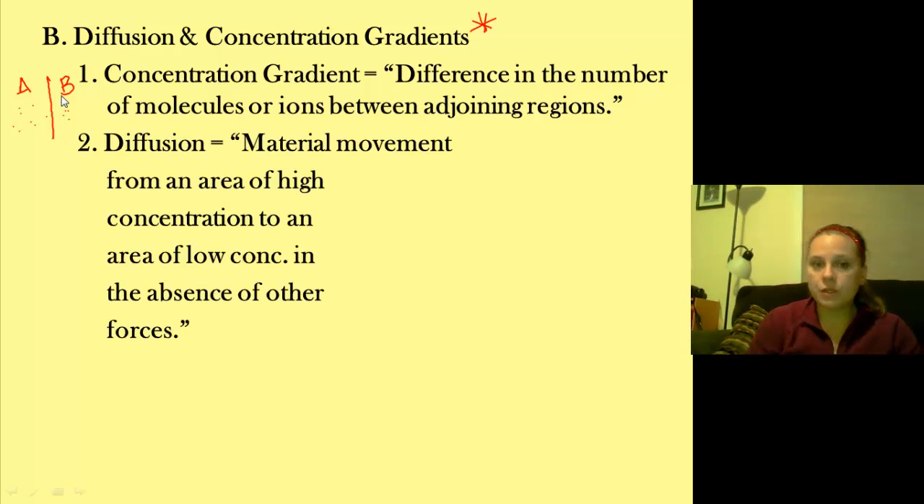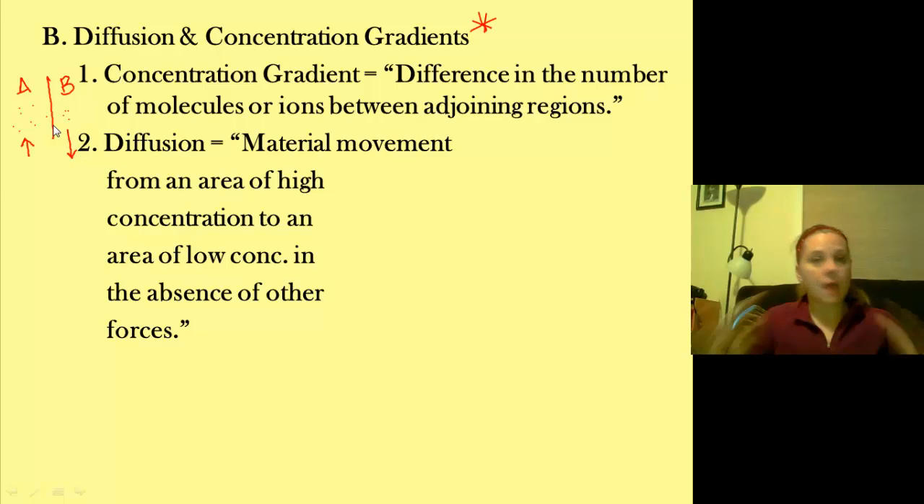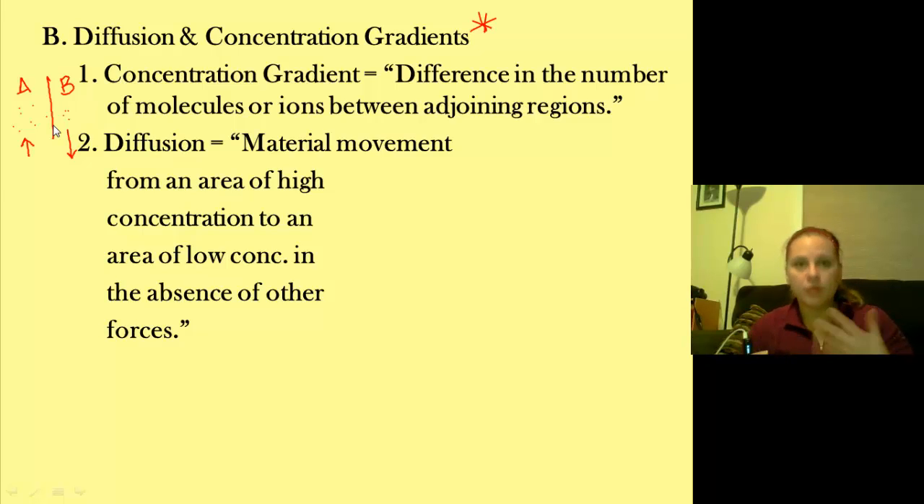So diffusion, and we've talked a little bit about this, is the movement of these materials from an area where they're highly concentrated, like in A over here, here we have our high concentration, to an area of low concentration in the absence of other forces. That means it doesn't require any additional energy. I don't have to worry about inputting anything extra. The simple movement and the natural molecular motion is going to drive this.